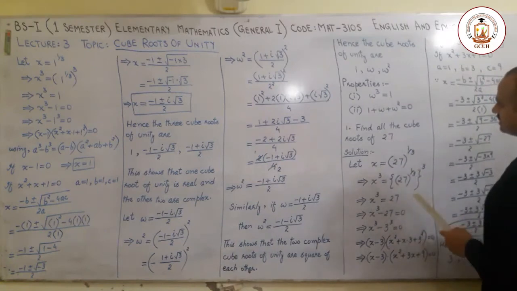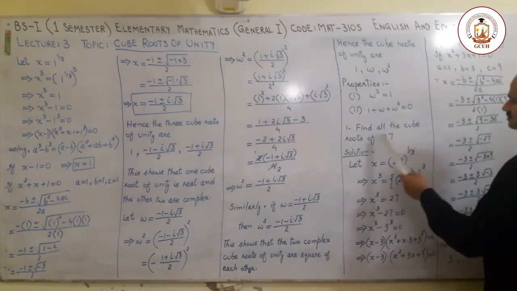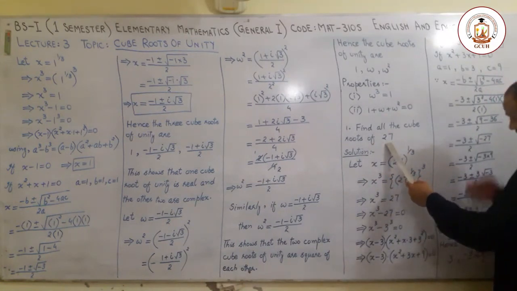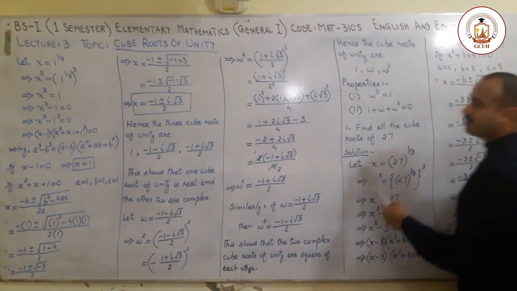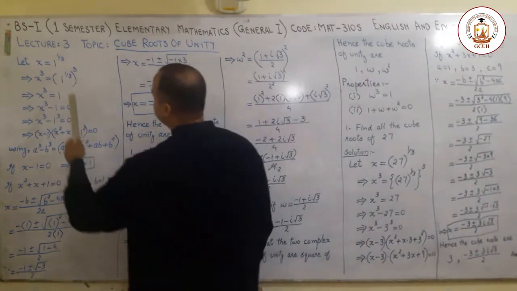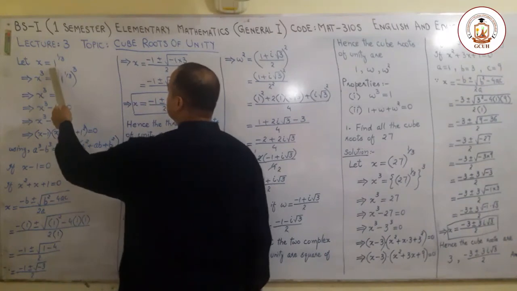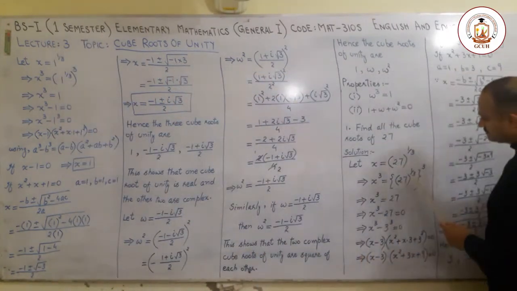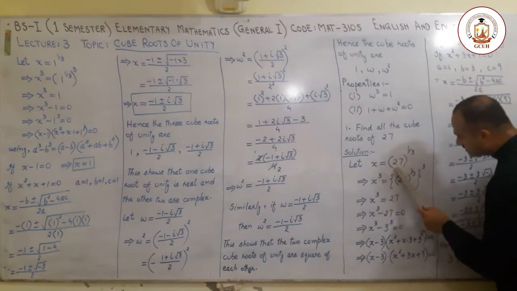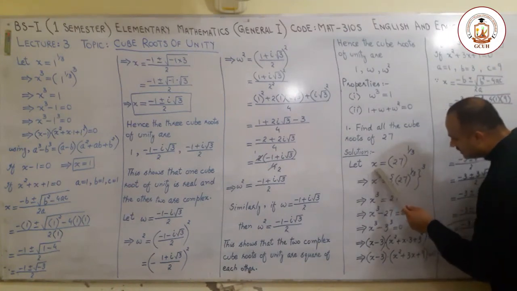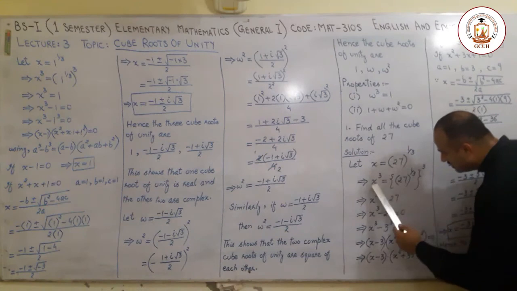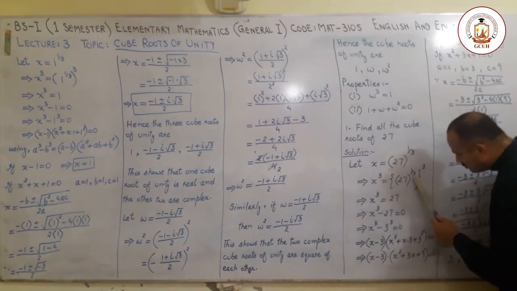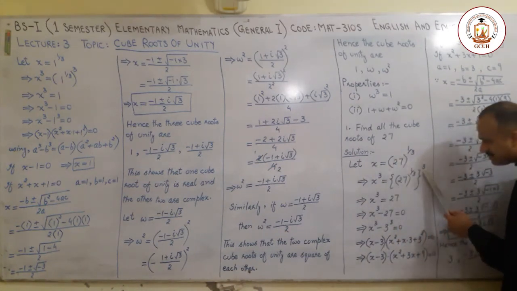Now we have the first question: find all the cube roots of 27. Here we follow the procedure which we have used to derive the cube roots of unity. Let us suppose the cube root of 27 is equal to x, then cubing both sides, x cube is equal to the cube root of 27 whole cube.